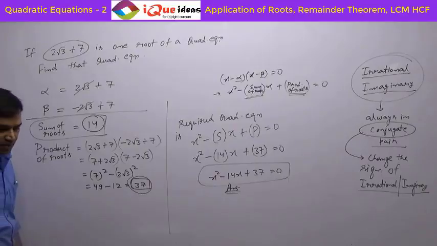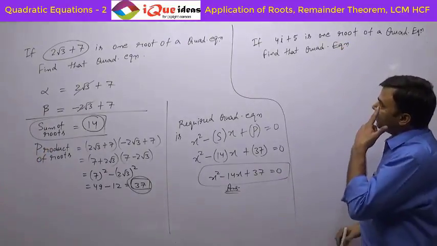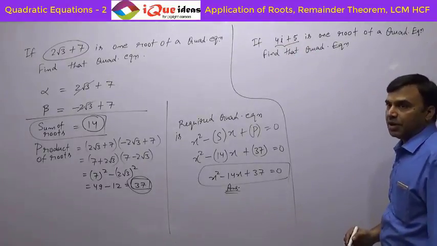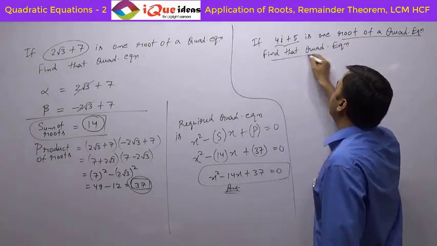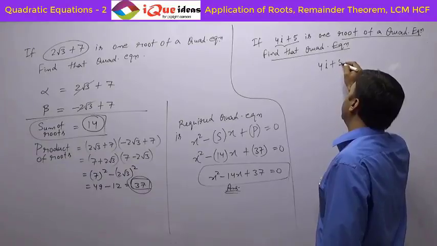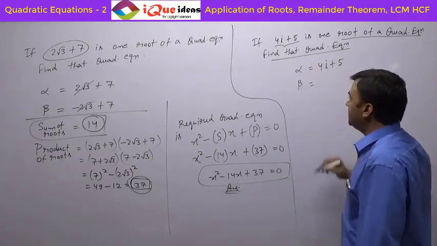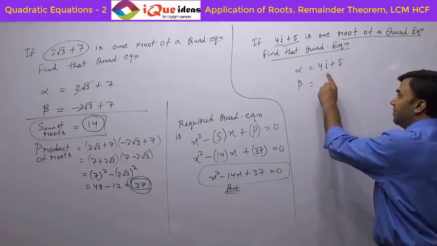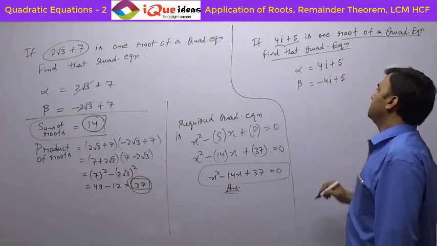Alright, let's just take one more question. Now, in this question, it says 4i plus 5. Now, remember, i is the imaginary number, right? So, it says 4i plus 5 is one root of the quadratic equation. Find that quadratic equation. So, here one root is given, 4i plus 5. Let's say it is alpha. Then the other root will be the conjugate of this. And the conjugate will be the number formed by changing the sign of the imaginary part. So, it will become minus 4i plus 5, right.